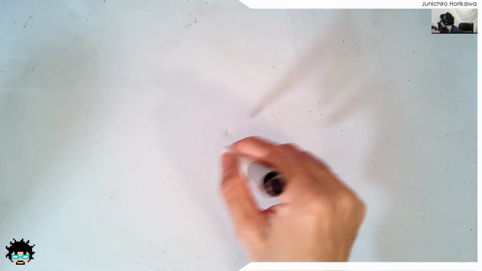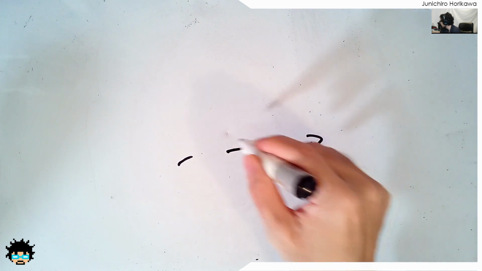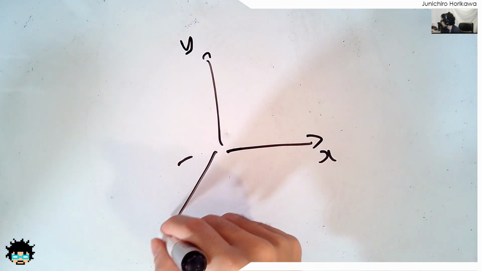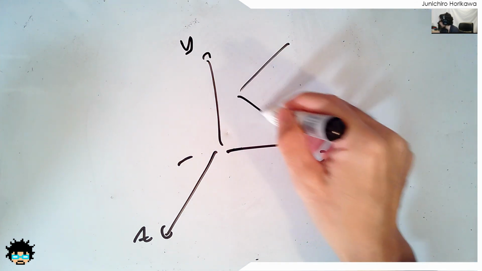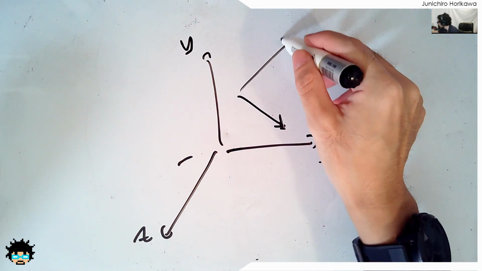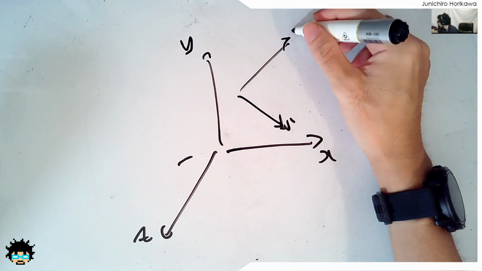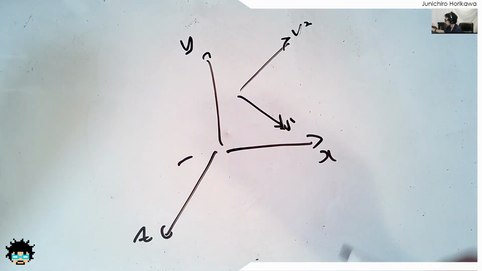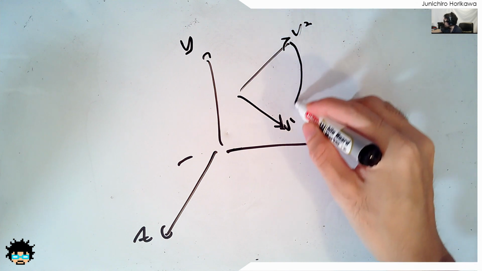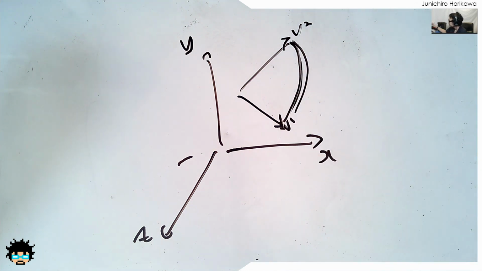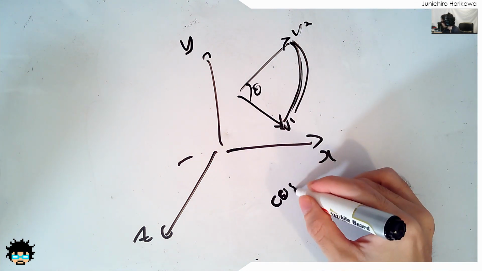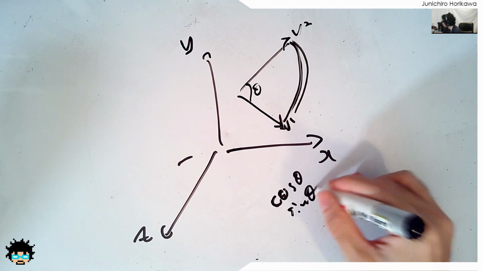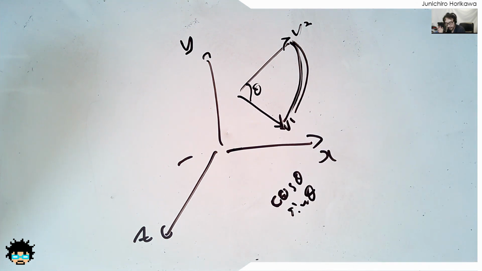So let's say we have axes x, y, and z. And you have an arbitrary plane here with the two vectors, v1 and v2. And what you want to do is to create an arc at this point, just by using the angle and cosine and sine. Now how do we do that?